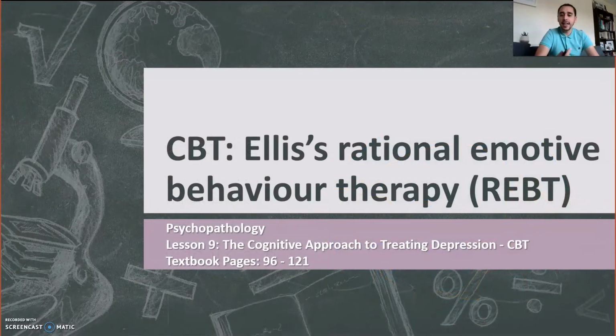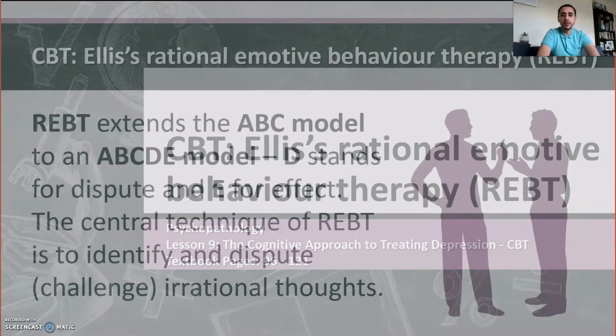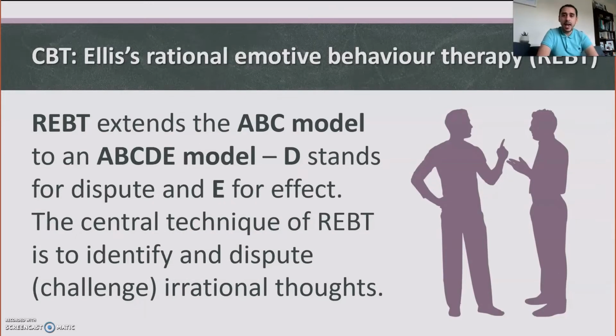Okay, let's have a look at Ellis's CBT, right? Ellis's CBT is called Ellis's Rational Emotive Behavior Therapy, REBT. Now, if you remember, Ellis explained depression through his ABC model. A, activate an event, B, beliefs, and C, consequence of depression. REBT extends on the ABC model to an ABCDE model, where D stands for dispute, so challenging, disputing, and then E for effect. The central technique for REBT is to identify and dispute or challenge those irrational thoughts.